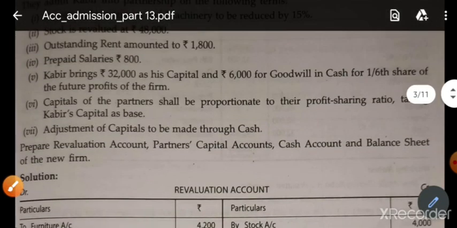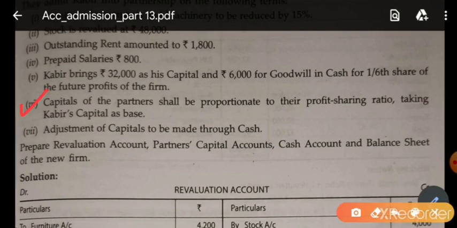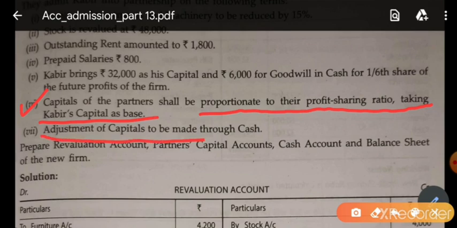Now the question says that capitals of the partners shall be proportionate to their profit sharing ratio, taking Kabir's capital as the base, and adjustment is to be made through cash. So now the question is asking you to adjust the capitals of old partners according to the new partner's capital. So what is the new partner's capital? 32,000. And how much is his share? 1/6.